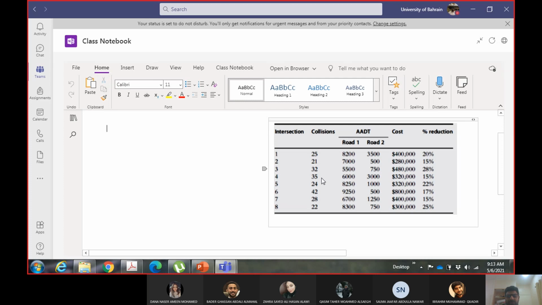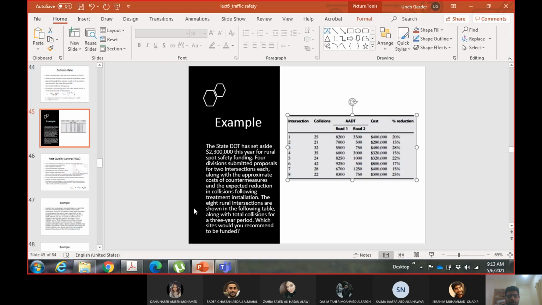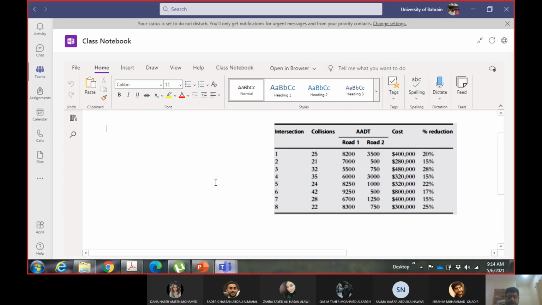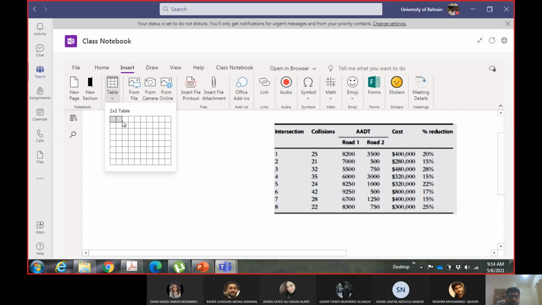In the question, they have mentioned that they have a total budget of 2.3 million. They are asking which sites we should select on the basis of the crash rate method. So first of all, I need to calculate the crash rate for each site. I'm going to make a table here. Have your calculators at hand. I need total ADT, the crash rate, and the intersection number.